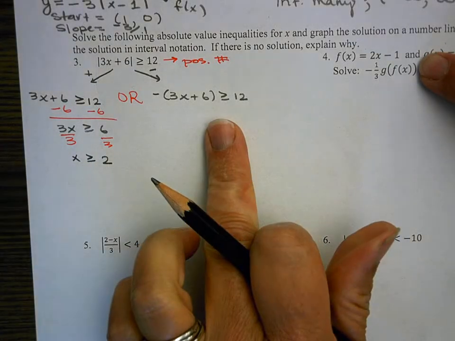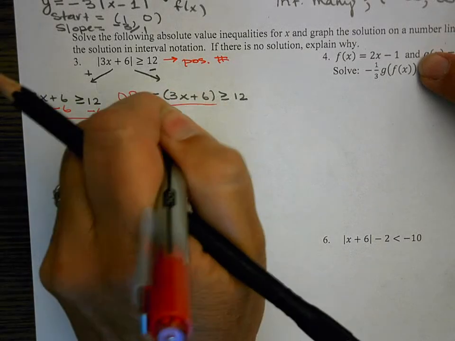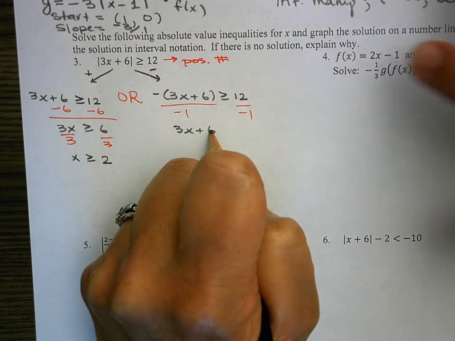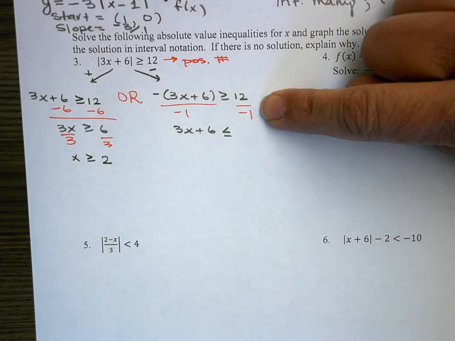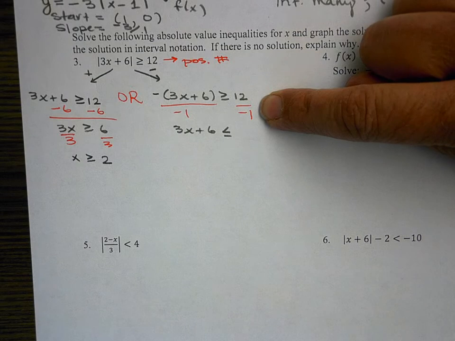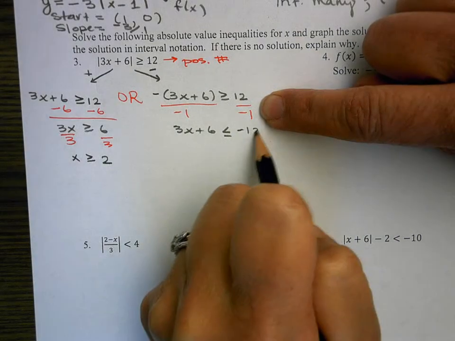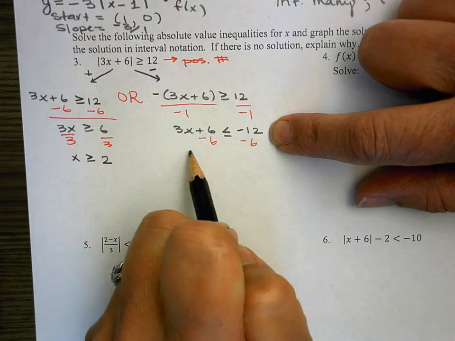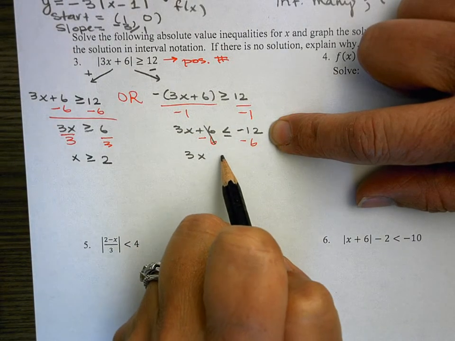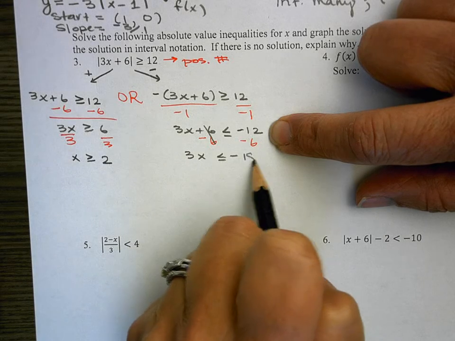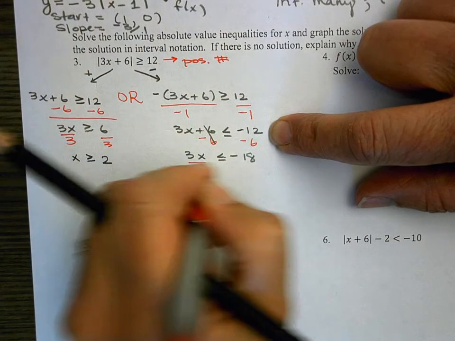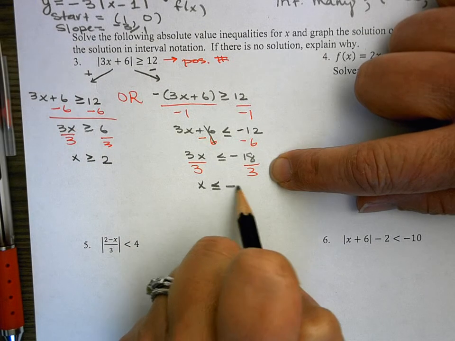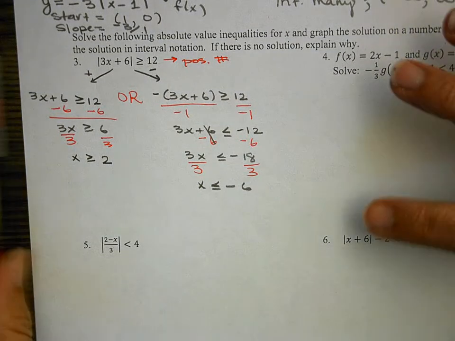So then I'm going to divide by -1. And then because I divided by a negative, right, whenever I multiply or divide by a negative, I need to switch the inequality. And then subtract 6. And finally, divide by 3. And it's a positive number, so I don't have to switch. Okay? All right, so let's go ahead and graph it on the number line.